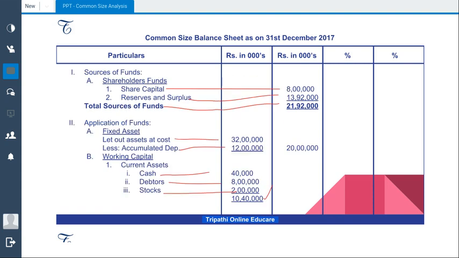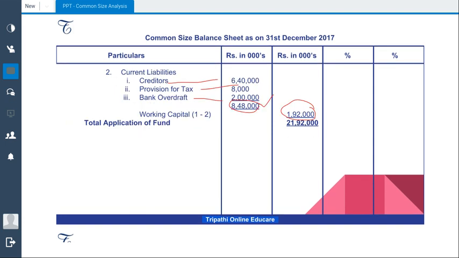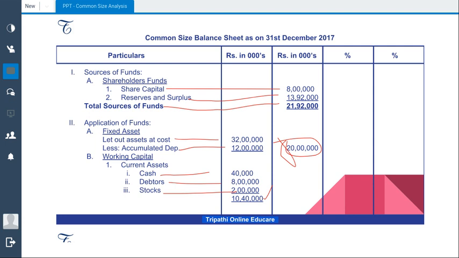So on the asset side, this 20 lakhs of your fixed asset and working capital 1,92,000, you will have to add both, then you will get total application of fund. Now this total application of fund should be equal to the total sources of fund. Now under total sources of fund, we do not have any loan fund, that is borrowed fund.